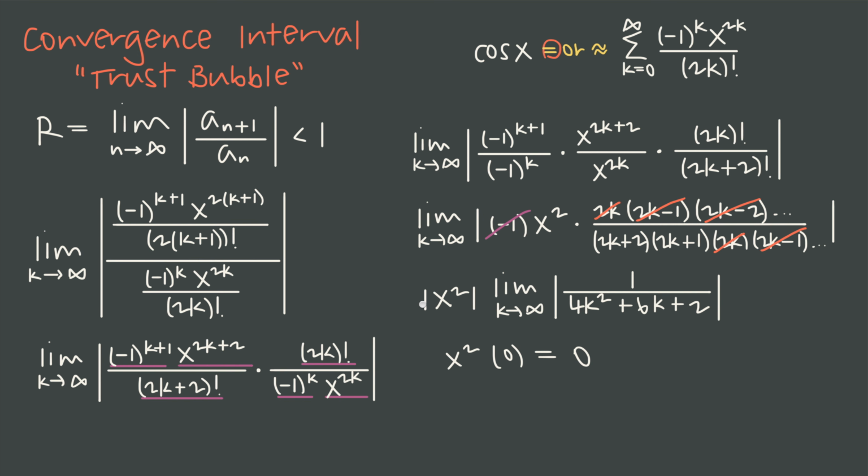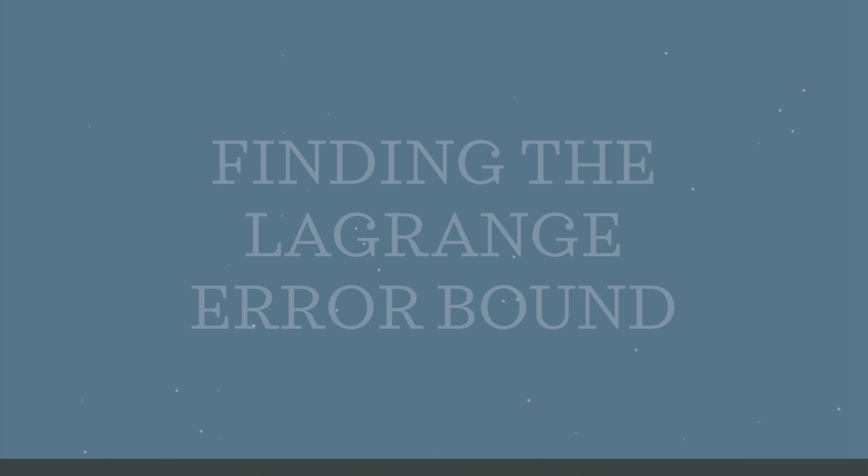In other words, absolute value of x squared times the limit as k goes to infinity of the absolute value of this whole thing, the value of this whole thing is 0. And remember, this value we just calculated is r. So r is equal to 0, which means that when we set r less than 1, we're setting 0 less than 1. And because this inequality is always true for all values of x, that means our interval of convergence has to be all values of x, negative infinity to positive infinity, or the entire real number line. And that's how we find the convergence interval for cosine of x and also prove what we already said, which is that the convergence interval for cosine of x is all real numbers.